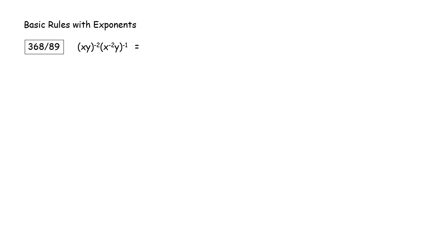Problem 89 on page 368. We have (x times y) quantity, raised to the negative 2, times (x to the negative 2 times y) quantity, raised to the negative 1. We can do the power raised to the power rule, so that the first term will be x to the negative 2, y to the negative 2. The second term will be x to the negative 2 times the outer exponent of negative 1, then y raised to the negative 1.